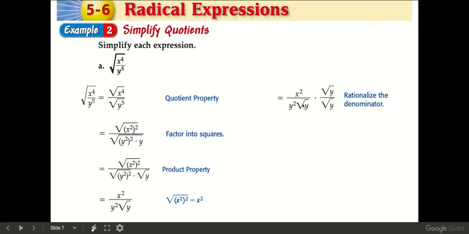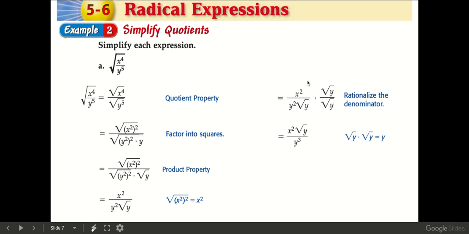Well, how do you rationalize the denominator? You have to multiply by that exact same radical, right? Because I want it to be a perfect square. If I do the square root of y times the square root of y, that will give me y. But in order to do this, I have to multiply the denominator and the numerator by the same thing. Hence why I'm multiplying by square root of y over square root of y. So when I simplify that, square root of y times square root of y is y, so that's going to give me y to the 3rd down here.